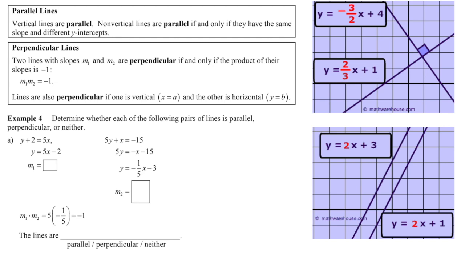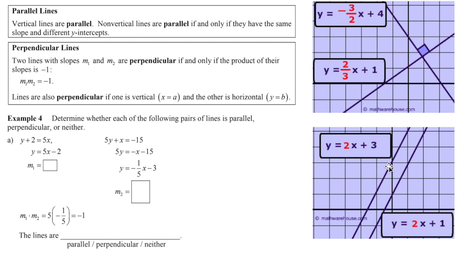Let's talk about parallel lines. Parallel lines are non-vertical lines if and only if they have the same slopes but different y-intercepts. So notice our example. They have the exact same slope of 2 but different y-intercepts.